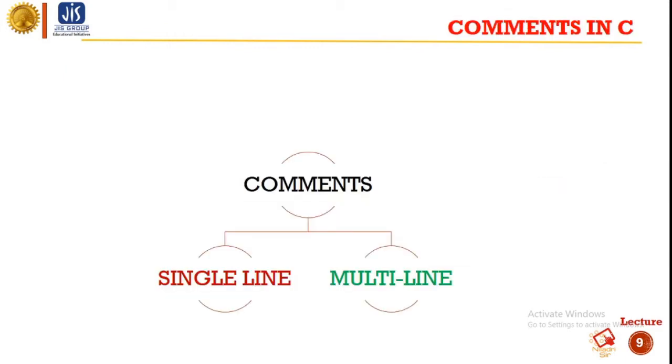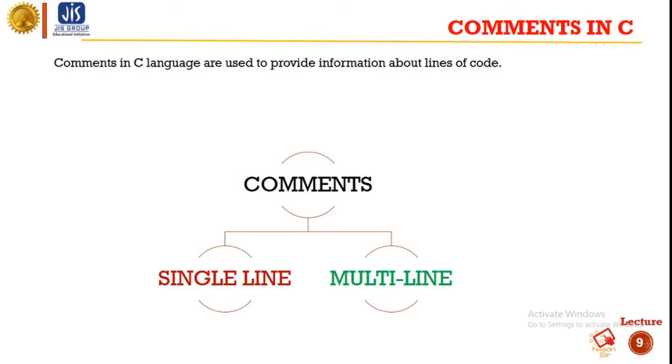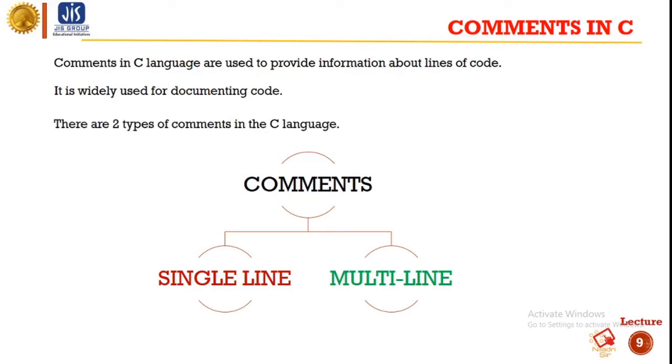Next we come to comments. As you can see, there are two types of comments: single line and multi-line. Comments in C language are basically used to provide information about lines of code. It is not necessary, but it is a good practice. It is widely used for documenting code.